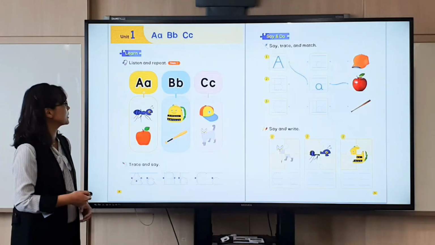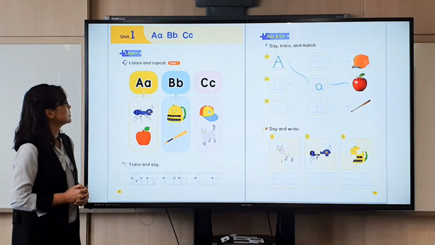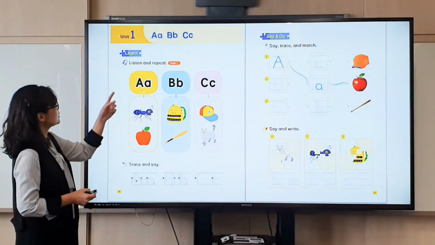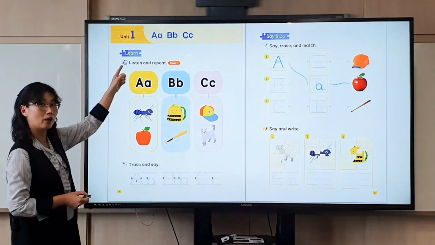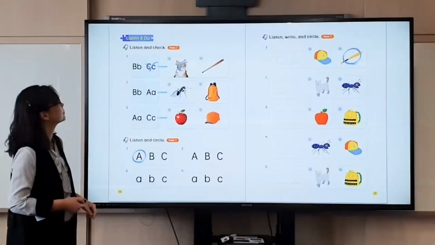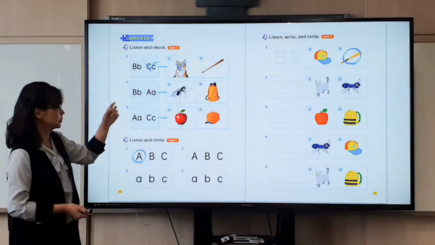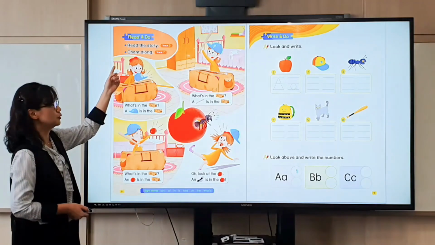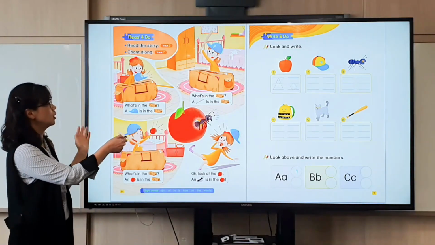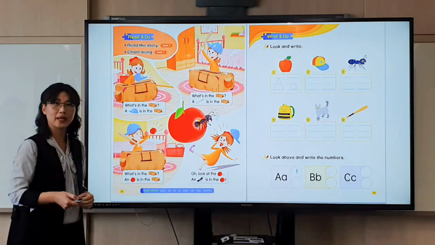Let's look at the actual pages of the book. This is Unit 1, and as you can see, we have learn here, and say and do on the next page. And listen and do, read and do, and write and do. So you just have to follow the book.